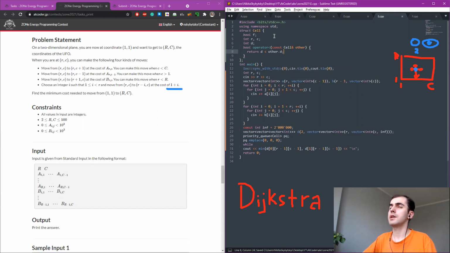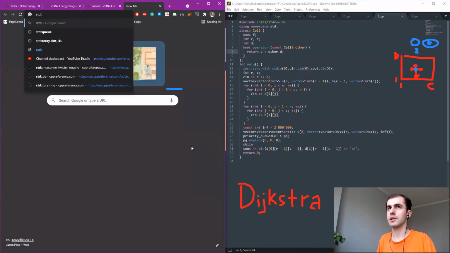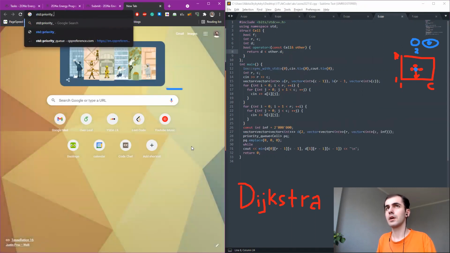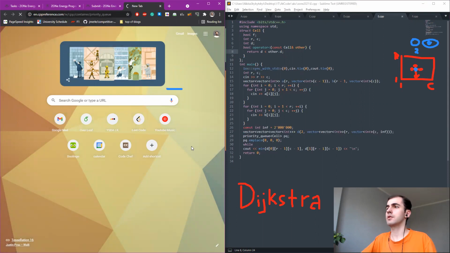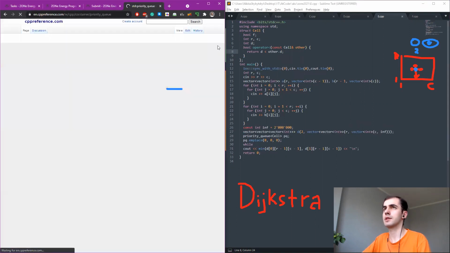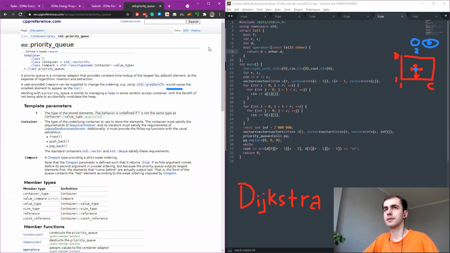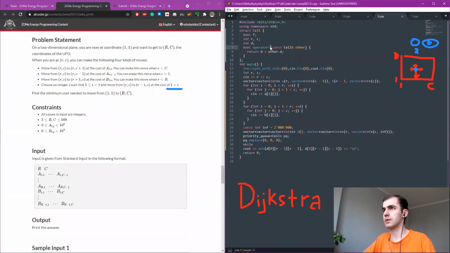Do we want a min heap or a max heap? I always forget. I mean, for Dijkstra we of course want a min heap, but I believe that this is largest by default. So what if we just change this to this? Or does it have to be like that? Okay, I believe the operator has to be like that, and also that. Most probably, you can just make this.